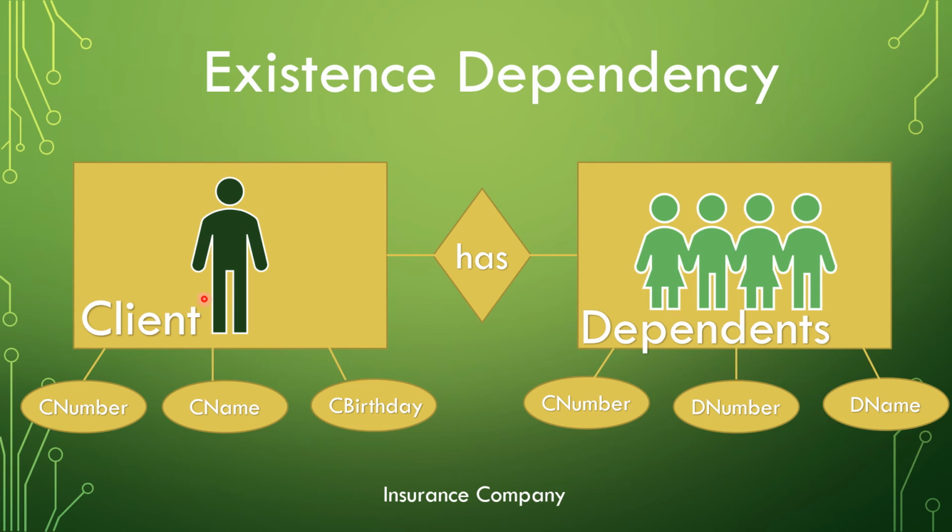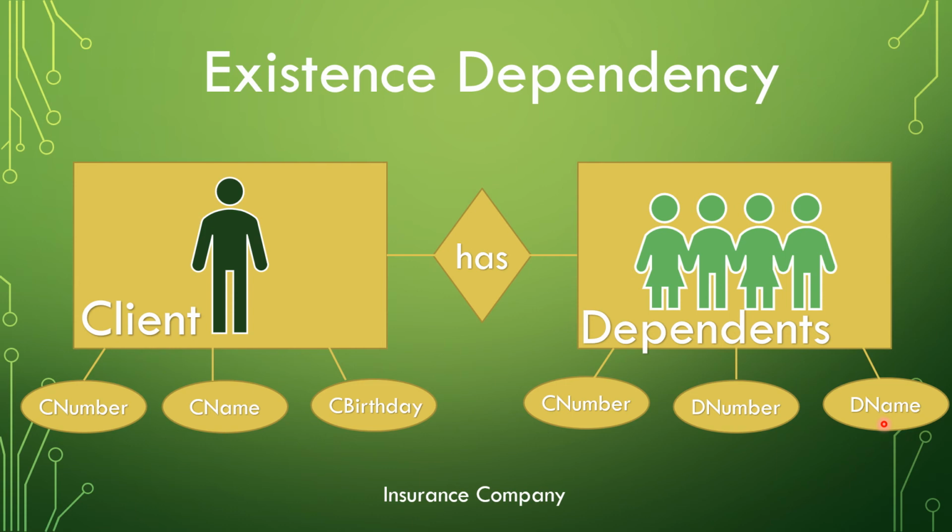The father or the client has sets of attributes which are C number or client number, C name or client name, and C birthday, which is client birthday. While on the other hand, the attributes of the dependent are C number, which is the primary key or the foreign key, D number or dependent number, and lastly, D name or dependent name.